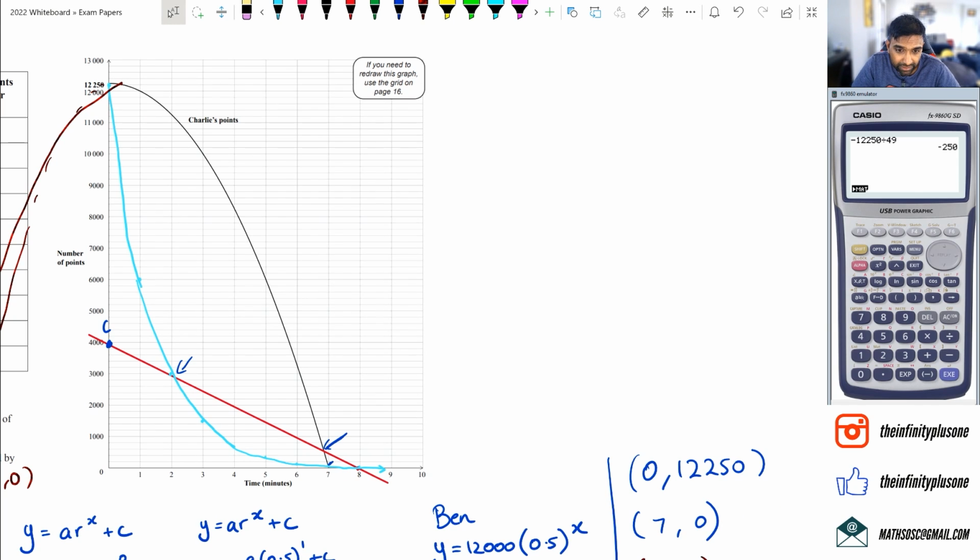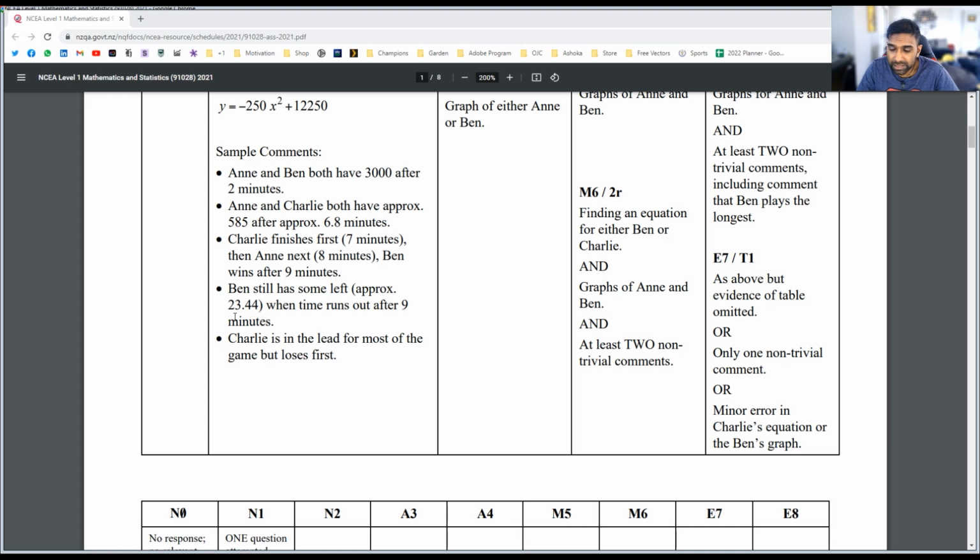You could also say that after that 6.85 minutes, Charlie loses the lead, and then after that 8-minute mark, it's whoever blew Ben who is actually in the lead. So I'll show you guys some of the statements they've actually put in. So kind of similar comments there. So it's kind of open to interpretation, how you interpret it.